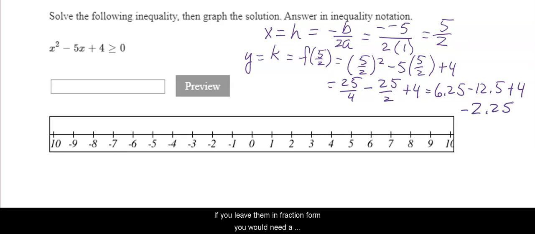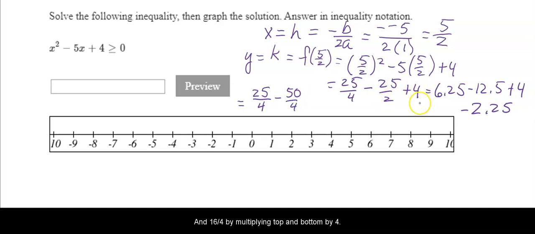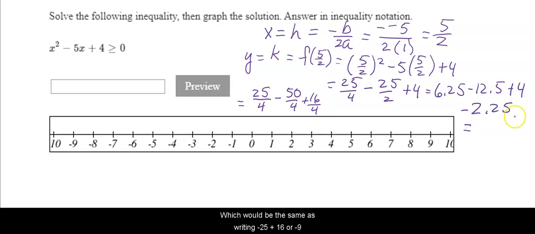If you leave them in fraction form, you would need a common denominator, which would be fourths, and you would write 25 over 4 minus 50 over 4 by multiplying top and bottom by 2, and 16 over 4 by multiplying top and bottom by 4. That would give me 25 minus 50 plus 16, which would be the same as writing negative 25 plus 16, or negative 9 divided by 4, which is a negative 2.25.